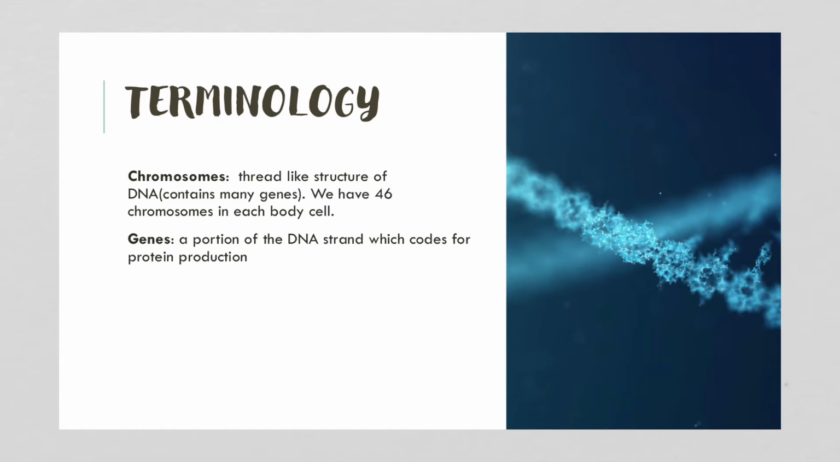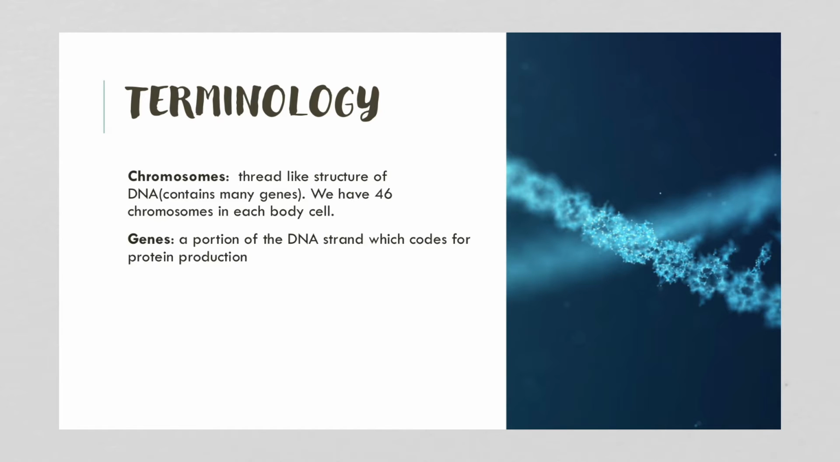So a couple of terms that you should be aware of. Chromosomes are the thread-like structures of DNA, and each chromosome contains many genes, sometimes thousands of genes per chromosome. And as humans, we have 46 chromosomes in each of our body cells. So there is an exception. Our gametes have half of the chromosomes. So our egg and our sperm cells would have half of the chromosomes, which you'll spend time talking about later.